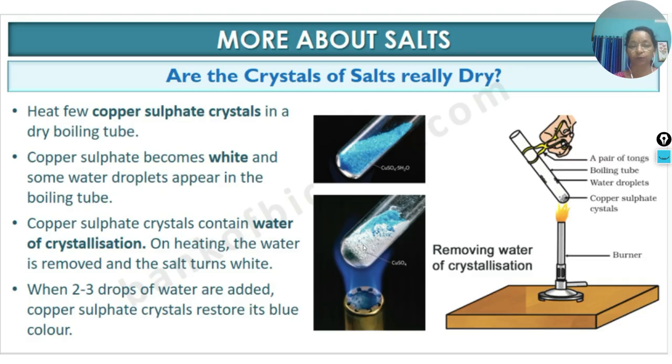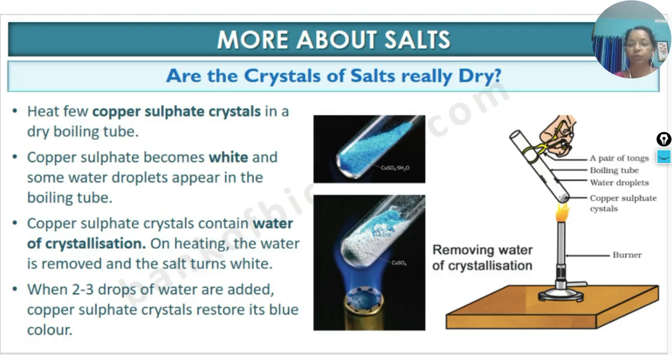So why is it so? Or take the test tube, then add 2 to 3 drops of water into it. We can see that the color is going back to blue. So what is the change happening? On heating, the water molecules attached to copper sulfate get removed, and the color disappears. On adding water again, the crystals regain their color.